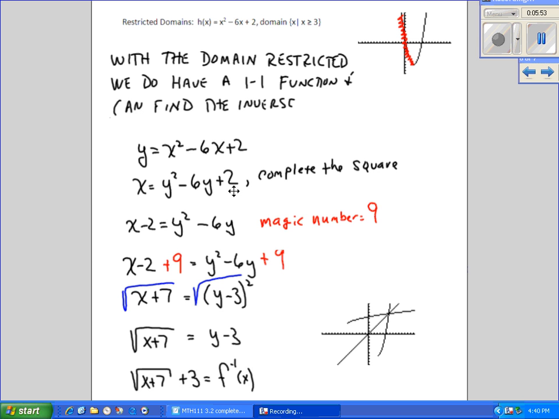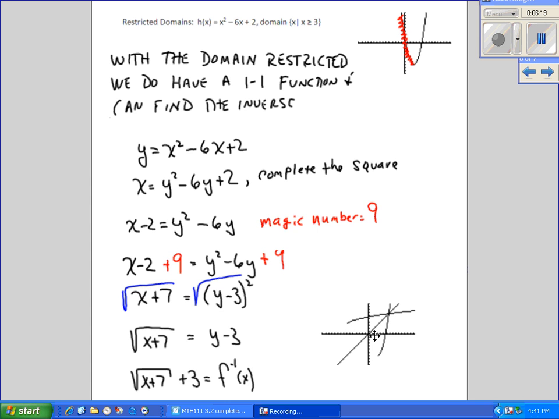I lied to you. This is the hard one. So what we're going to have to do this time is complete the square. So I'm going to kick the 2 to the other side, find my magic number. Half of -6 squared is 9. Add that to both sides. Factor. Then I can take the square root of both sides. I'm only going to take the positive square root, again, because of that restricted domain, I'm only interested in the positives. And then add the 3 to get my inverse function.